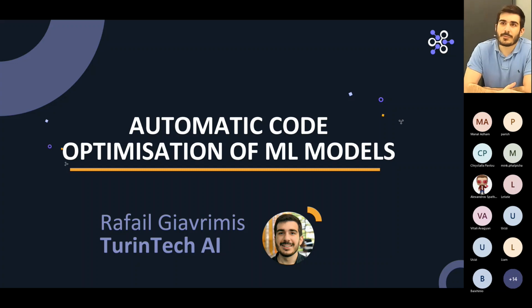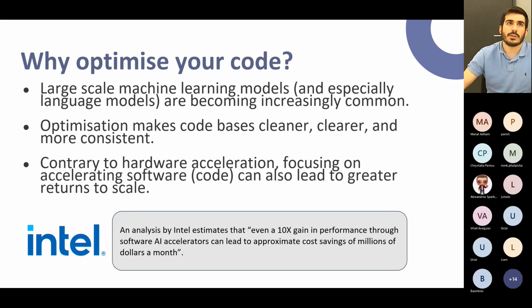This is the final week of the lab, and we'll be talking about code optimization and the basic steps of how we can structure our code better and also make our models run faster. So some of the reasons why it's quite important to optimize your code.